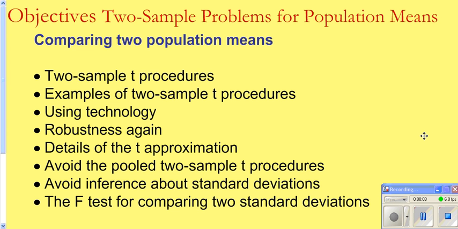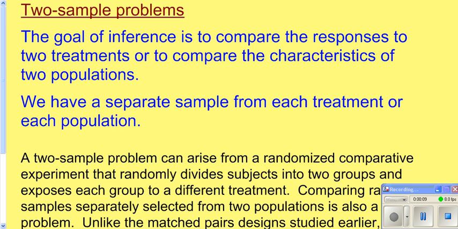We're going to go ahead and take a look at the two-sample problem. Basically, what happens when you're trying to compare two treatments or a treatment to a control group? And this often happens when you're dealing with randomized comparative experiments, where individuals are randomly assigned to one of two treatments, and you want to compare the results of the two treatments to see what happens.